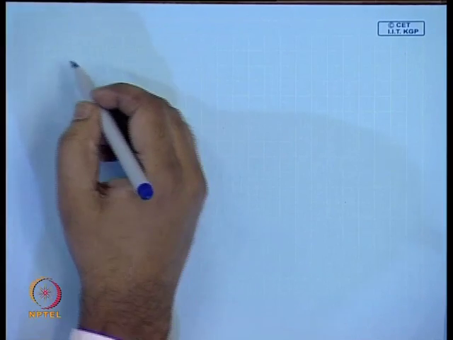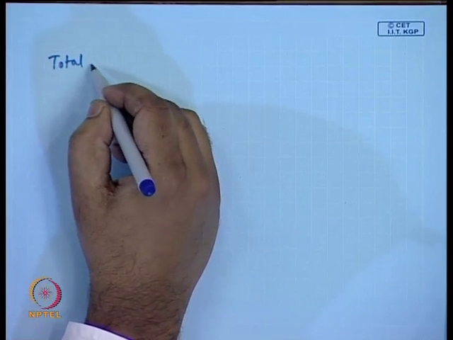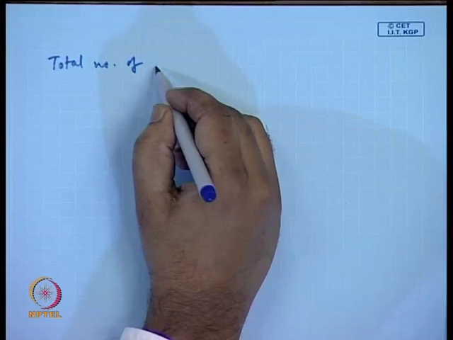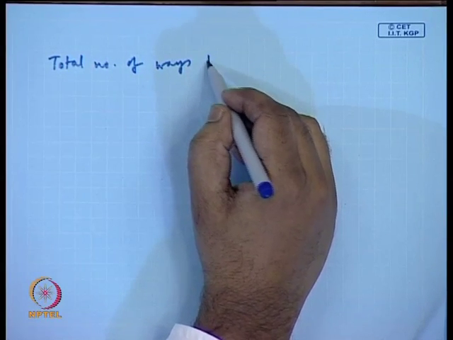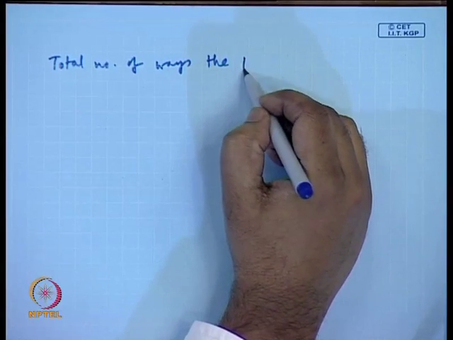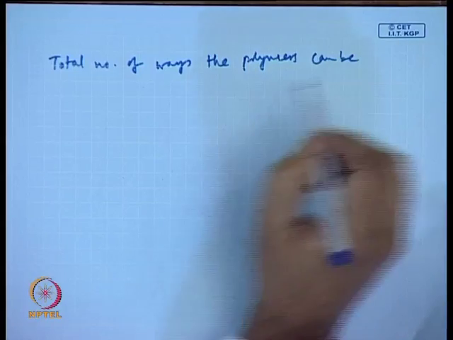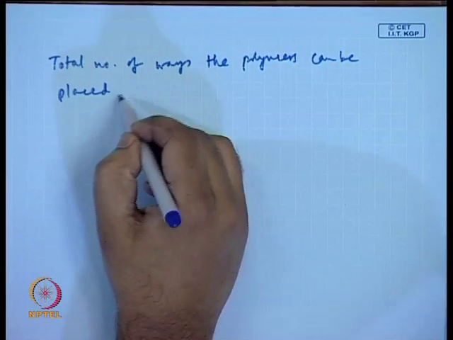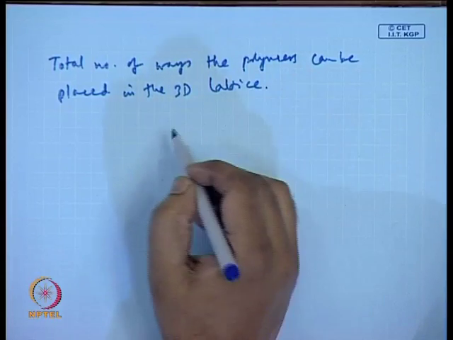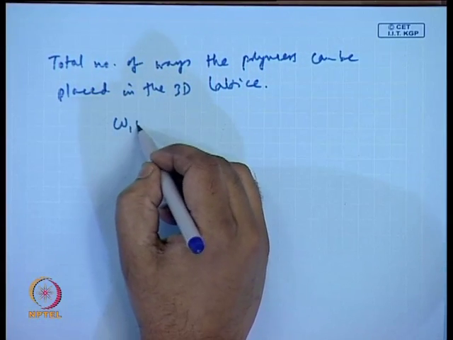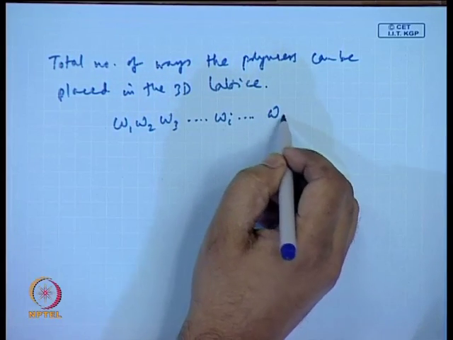So, the total number of ways the polymers can be placed in the 3D lattice will be given by W1, W2, W3, Wi, up to Wn2.